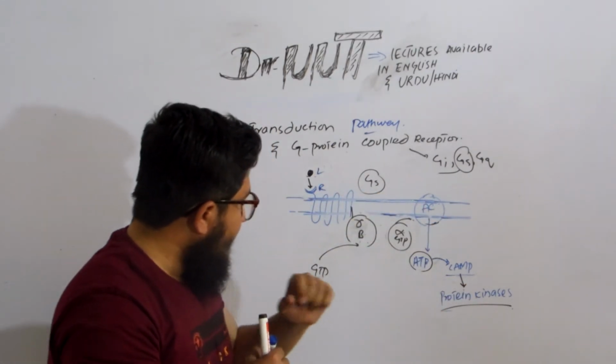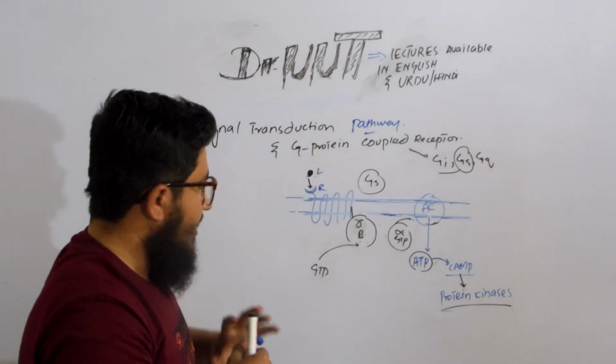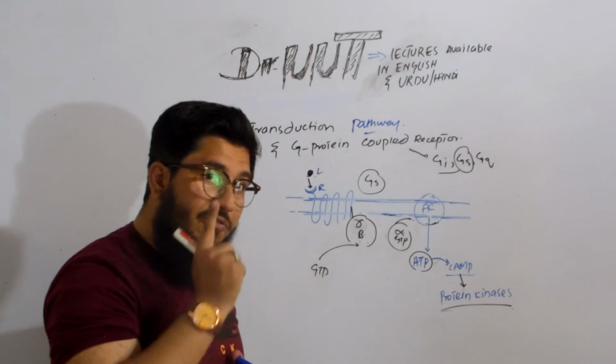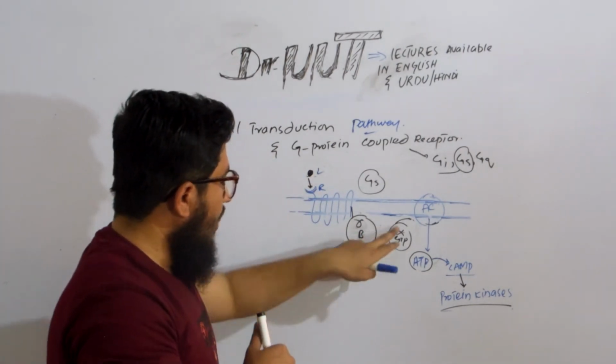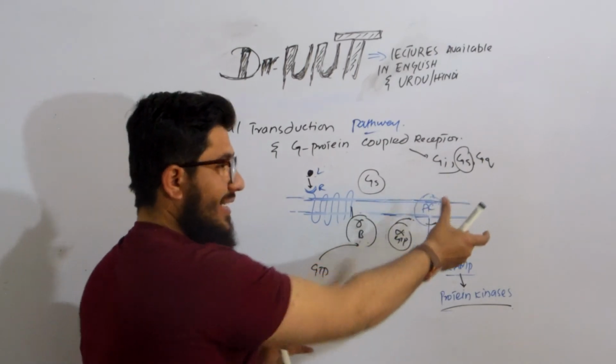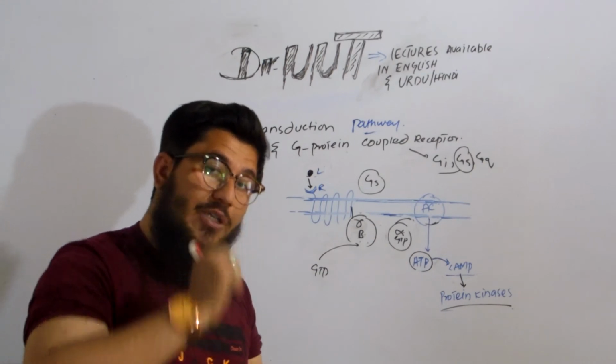Now a question arises. What is the function of these units? We have alpha, beta and gamma subunits. What is the function of each? Alpha's function is to attach with the GTP and to activate adenylyl cyclase. Then what is the function of the beta and gamma subunits of the G proteins?